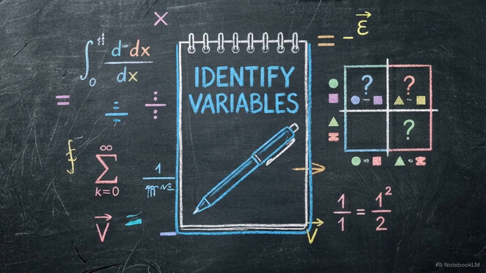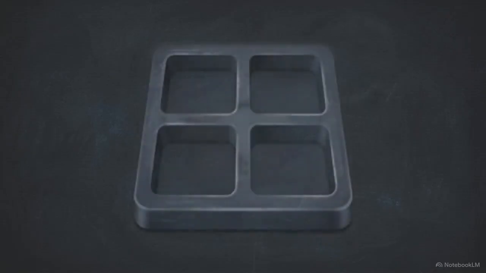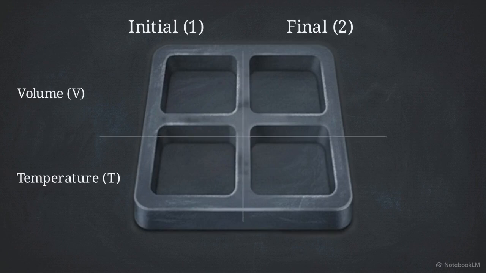Let's start with a classic problem. A gas occupies 2.0 liters at 300 Kelvin. What will be its volume at 450 Kelvin if the pressure remains constant? Instead of keeping those numbers floating in your head, draw a simple 2x2 grid to separate the initial state of the gas from its final state.